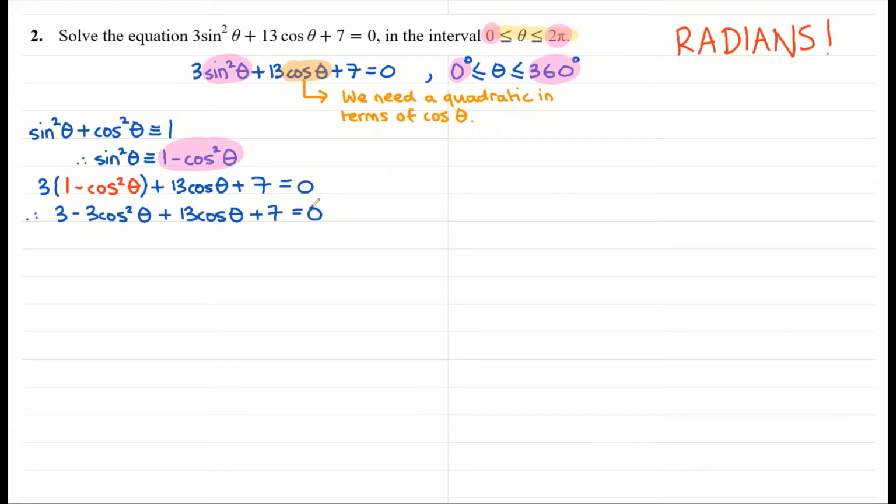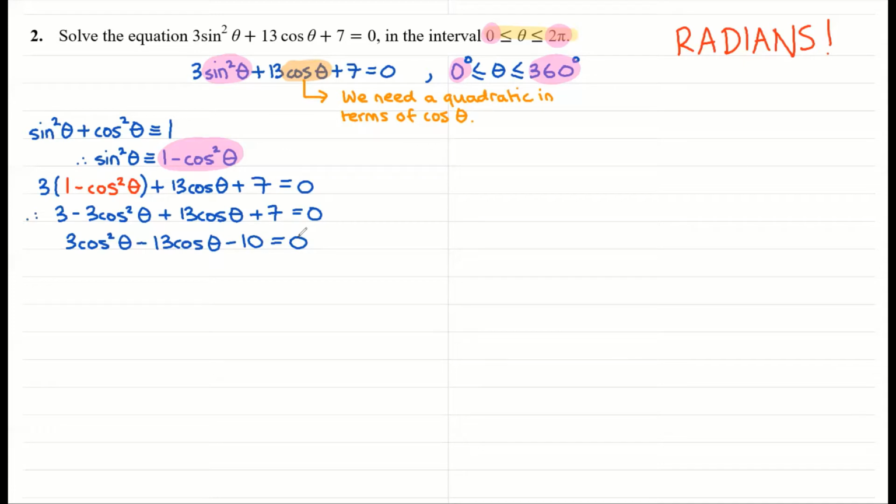Now, I think I'm going to add 3 cos squared theta to both sides, subtract the 13 cos theta, and then subtract 10. So this is going to give me 3 cos squared theta, subtract 13 cos theta, and subtract 10, which will give me 0. That's just collecting like terms.